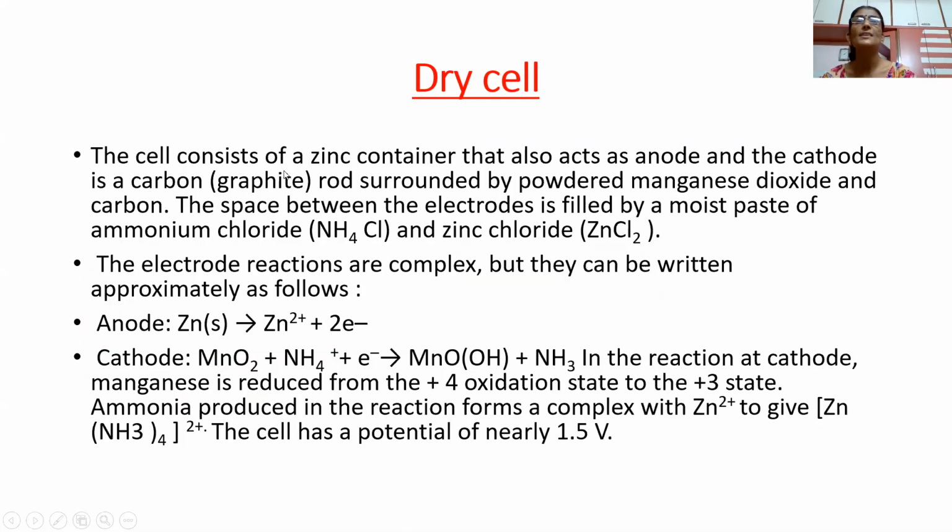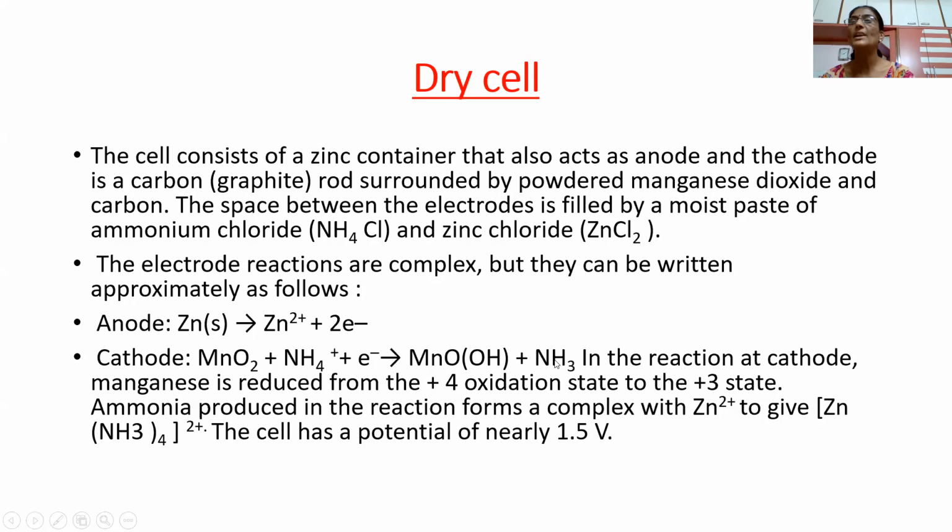Again, the construction consists of a zinc container, which is the anode. The cathode is a graphite rod, which has powder of manganese dioxide and carbon, and the space is filled by a moist paste of ammonium chloride and zinc chloride. Now the reaction: at the anode, oxidation takes place. Zinc will lose 2 electrons and form Zn2+, and at the cathode MnO2, manganese dioxide, in presence of ammonium ion, accepts an electron and forms MnOOH, and ammonia gas is released.